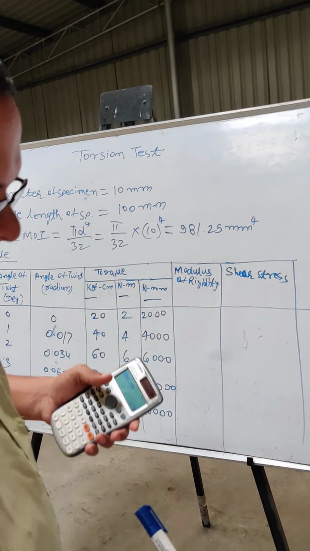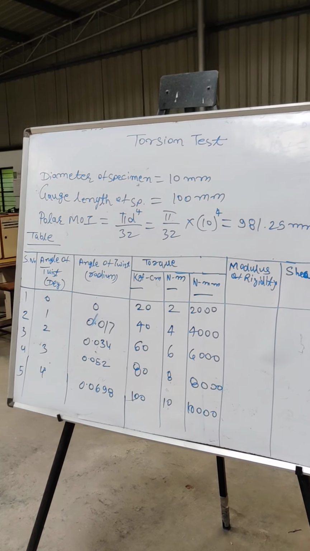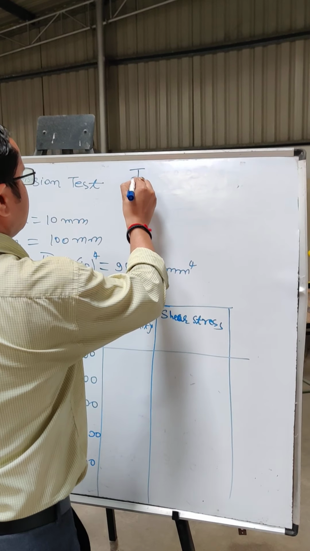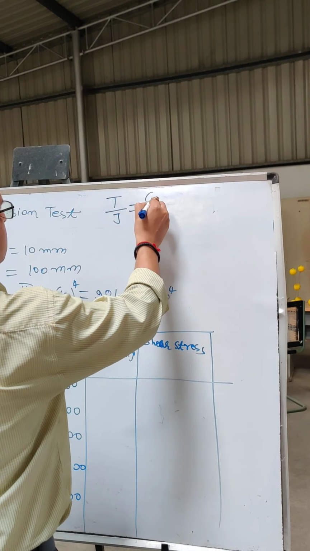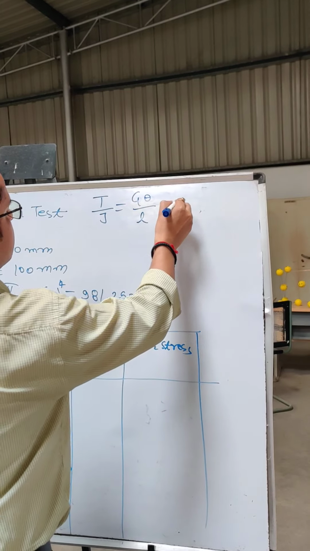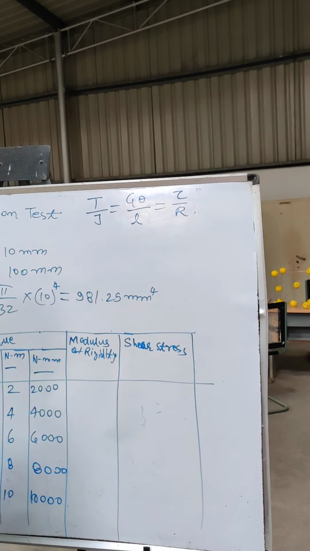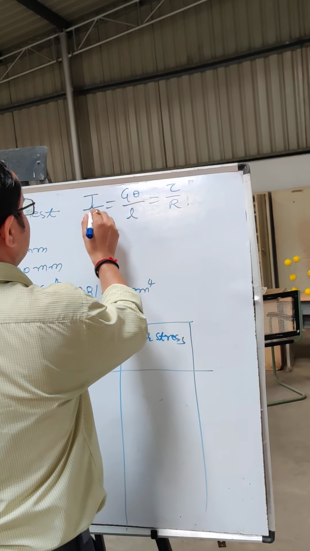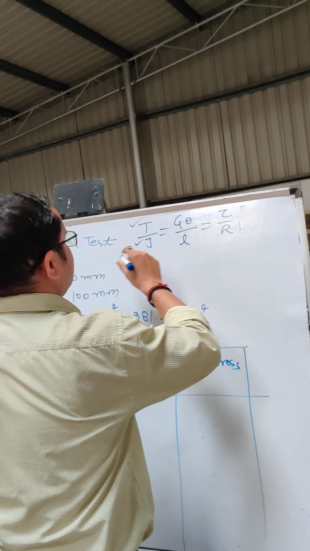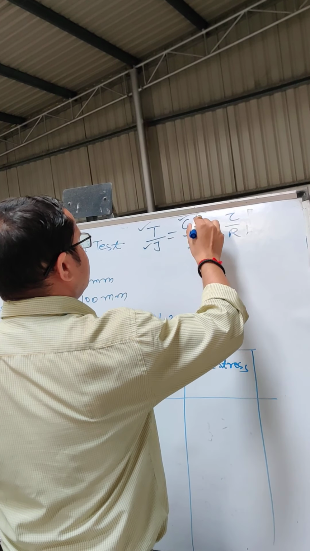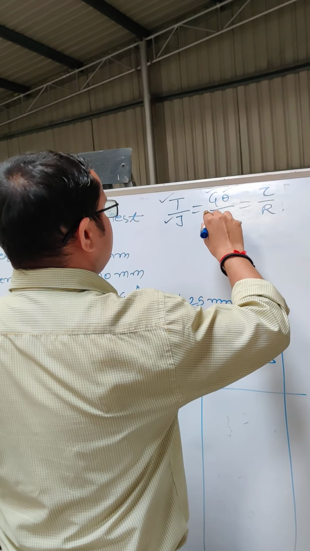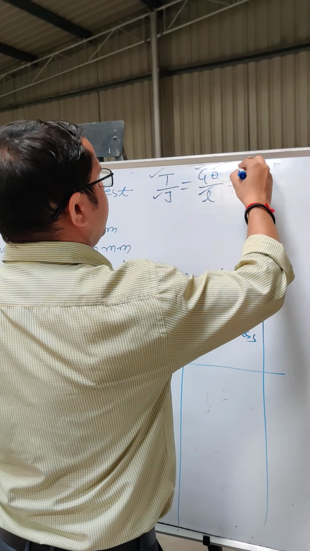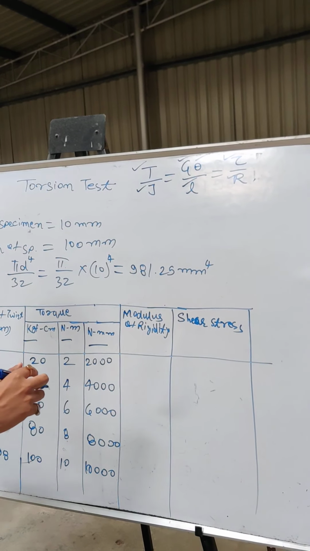So how to calculate the modulus of rigidity? There is one formula, T by J equals G theta by L equals tau by R. This formula you will study in the 5th unit of the MOS subject. Here T is the torque, J is the polar moment of inertia, G is the modulus of rigidity, theta is the angle of twist in radian, L is the length of the shaft, R is the radius of the shaft, and tau is the shear stress. So we have to find out G.